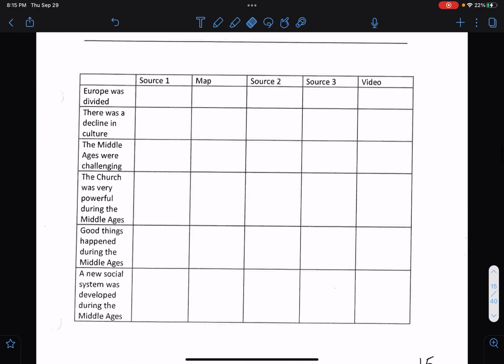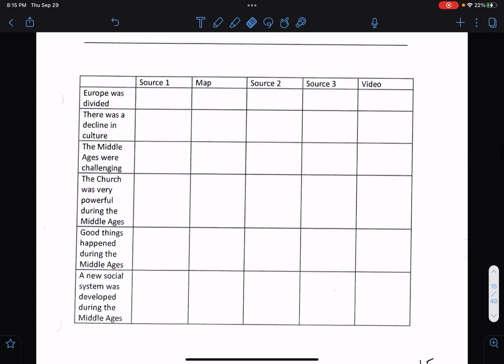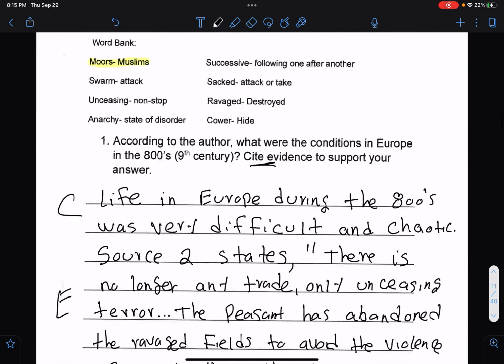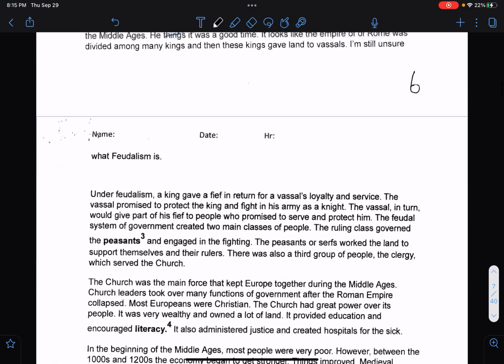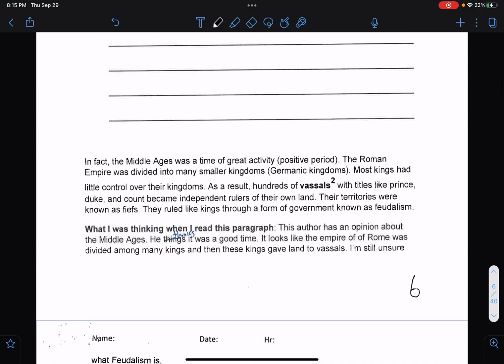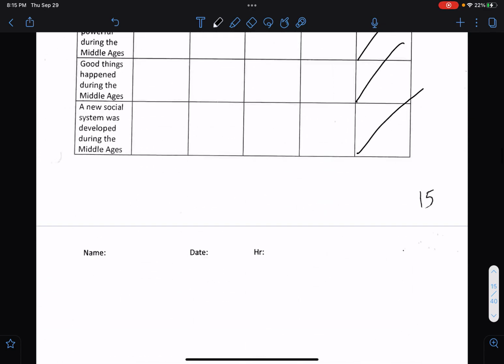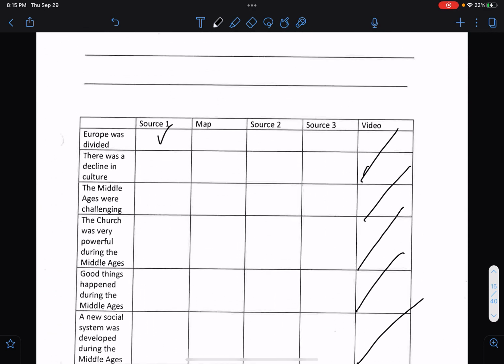And then we get to this part. You didn't do the video, so you can just cross this section out. So source 1, Europe was divided. Does source 1 support that Europe was divided? Let's look. It does. Europe was divided into many kingdoms. So you put a check on that box. So we'll put a check on this box.